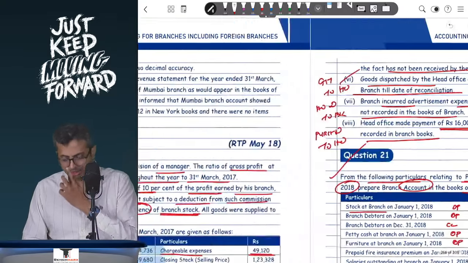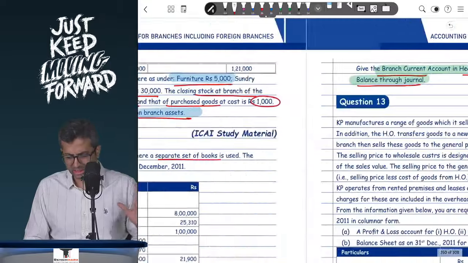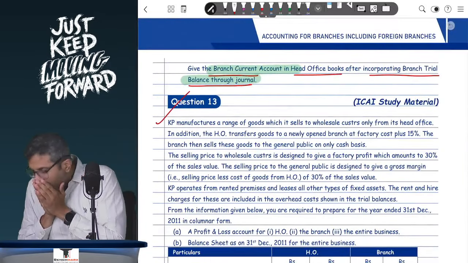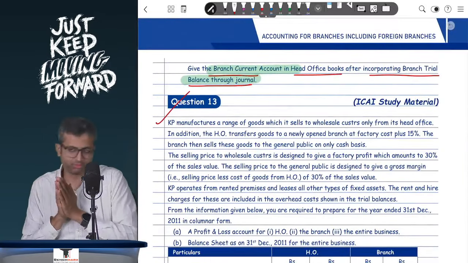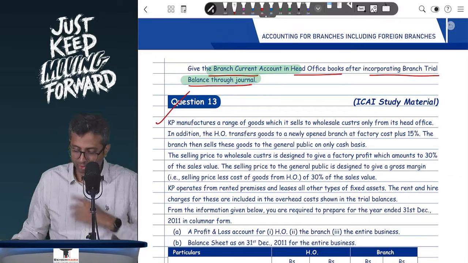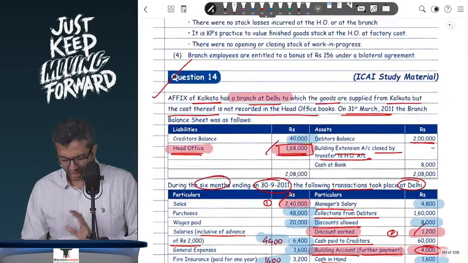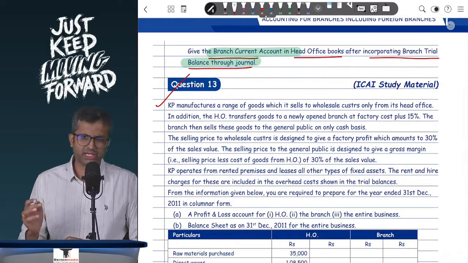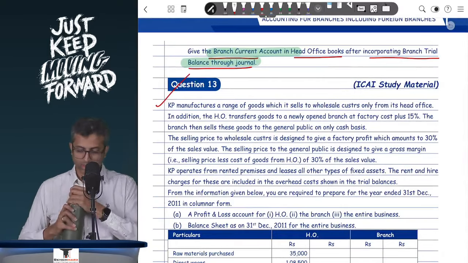Okay. Next, you will go to question number 13, and this is the last question before you do foreign branches. Sorry. So this is question number 13. We'll review question number 13, and then we'll go to foreign branches. So let us review this. It's a slightly longer question. So question number 13.